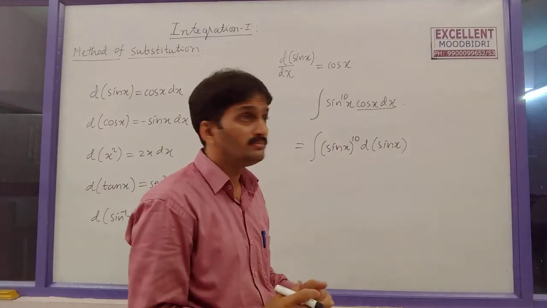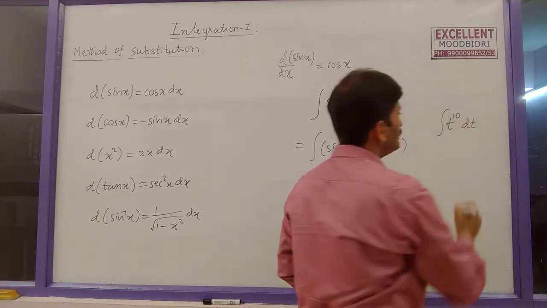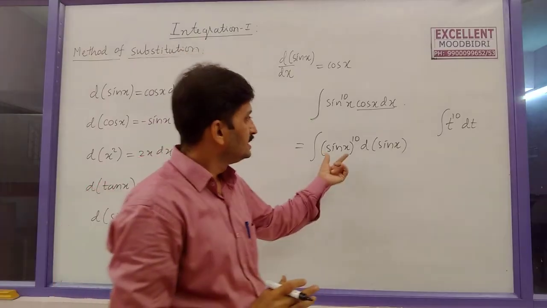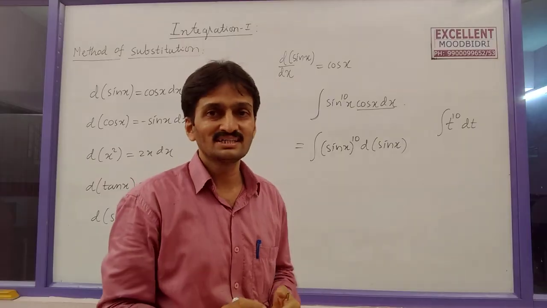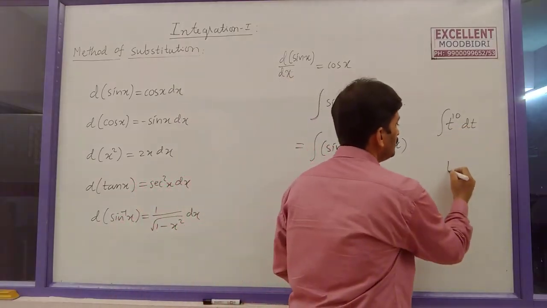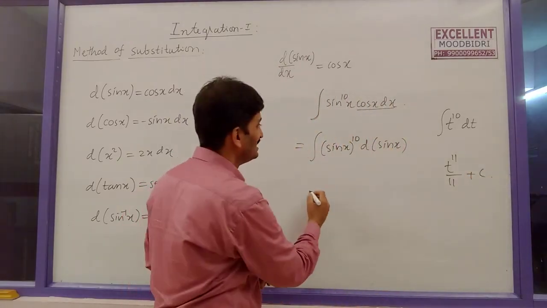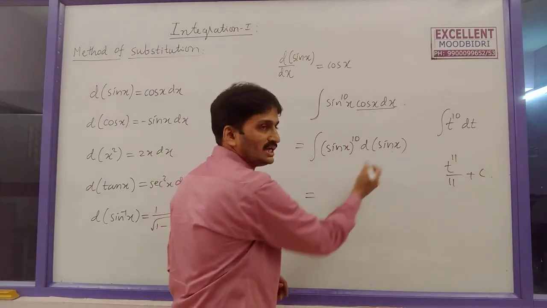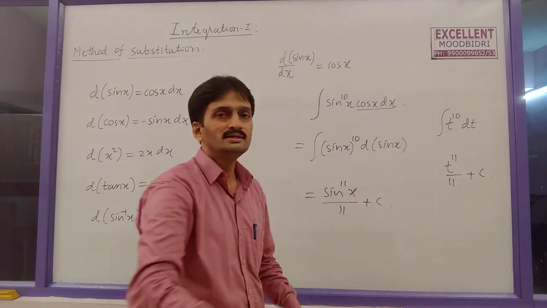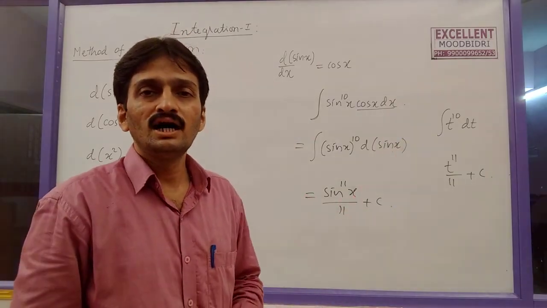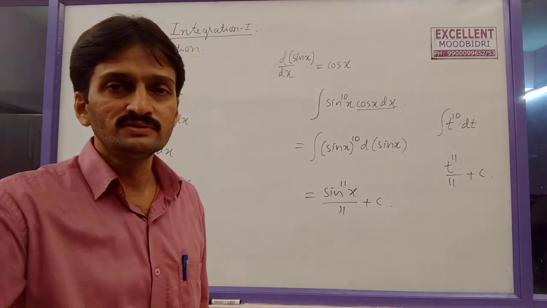Now look at this problem. Does it look like t power 10 dt? It is similar to t power 10 dt. The only thing is, in place of t you have sin x. What is the integration of t power 10? t power 11 by 11 plus c, correct? So here you can write directly the integration of sin x power 10 with respect to sin x is sin x power 11 by 11 plus c. See, I have written the answer in 2 steps. I have avoided all those substitutions, correct? So this is how you should solve problems in the method of substitution.